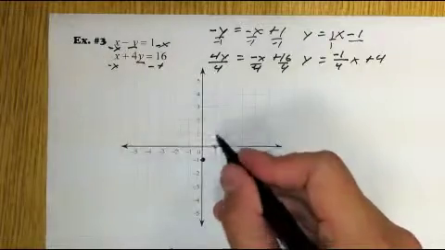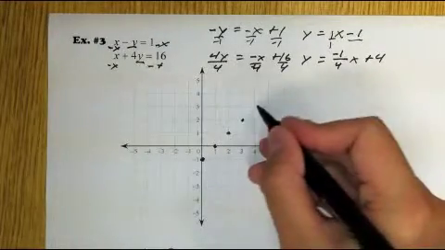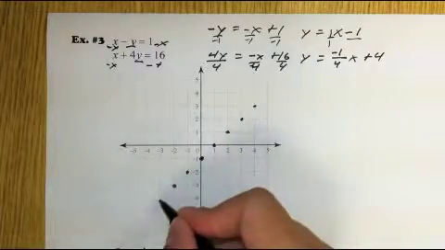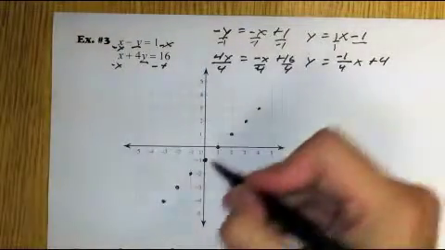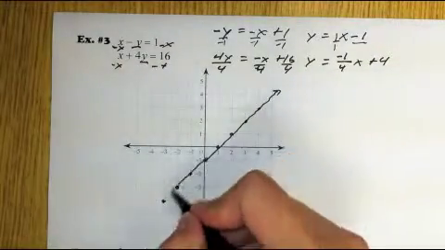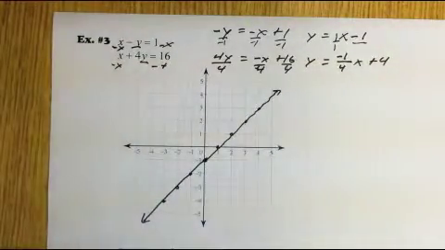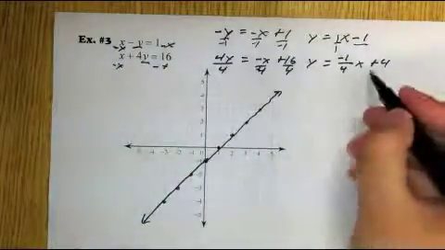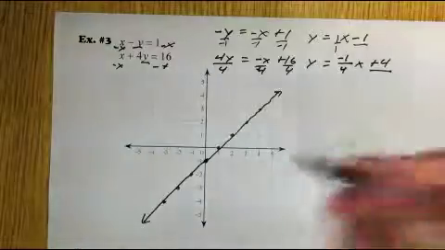Up 1 over 1, up 1 over 1, up 1 over 1. I like to keep going. Down 1 over 1, down 1 over 1. You're going to find that redundant, but trust me, it'll help you out in the end. Okay? So far, so good. How about this one right here? What's our y-intercept? 4.